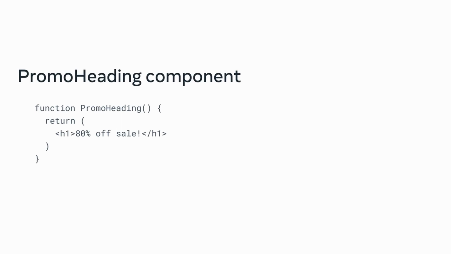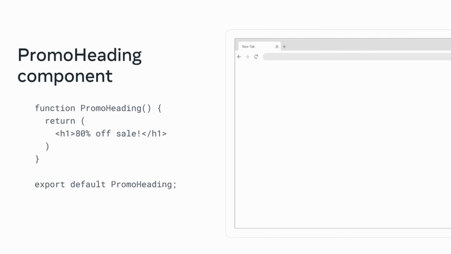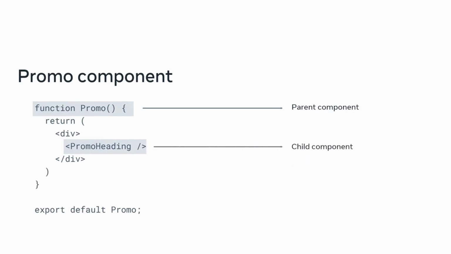Next, let's write the promo heading component. You can declare function promo heading and in curly braces type return, opening parenthesis, h1 tag, the text 80% off sale, h1 closing tag and closing parenthesis. Once again, don't forget to export the component to make it available. Success! You've now created the component promo, which calls a function from the component promo heading to return the text 80% off sale. In this example, the promo component is known as a parent component, and the component it renders, promo heading, is referred to as the child component.